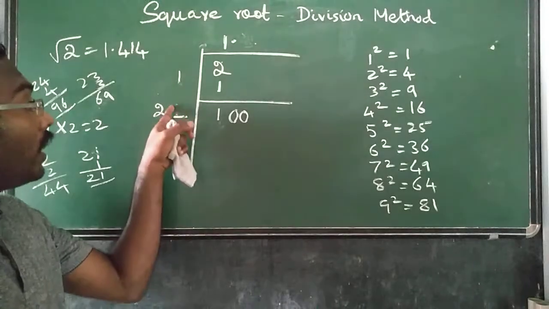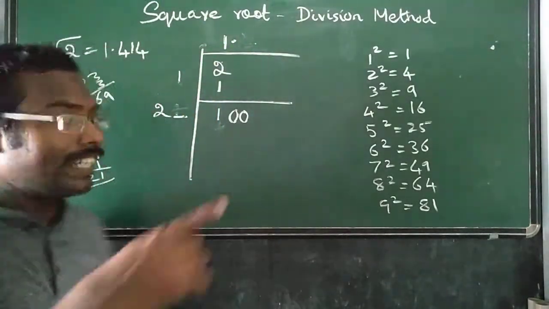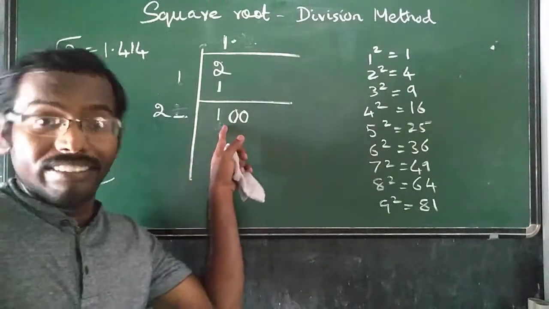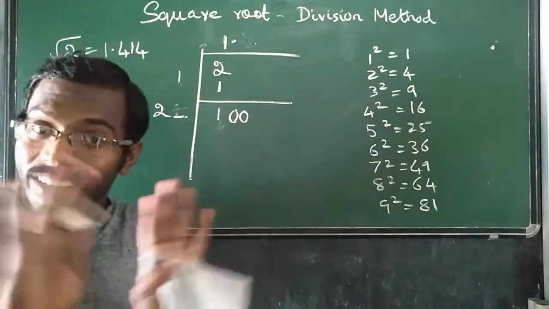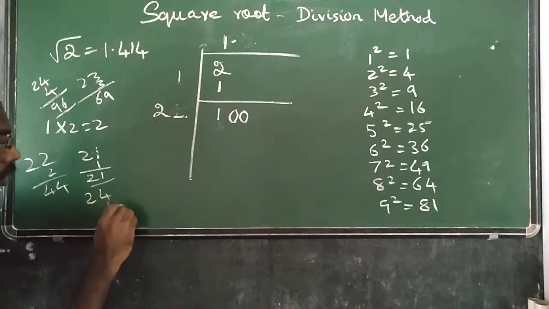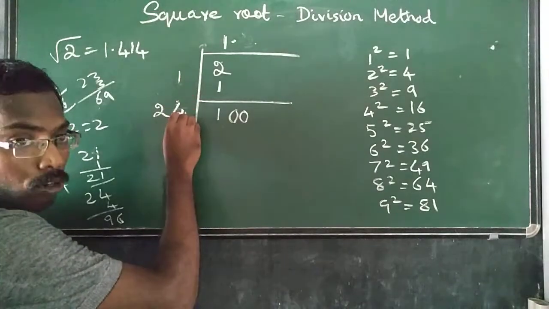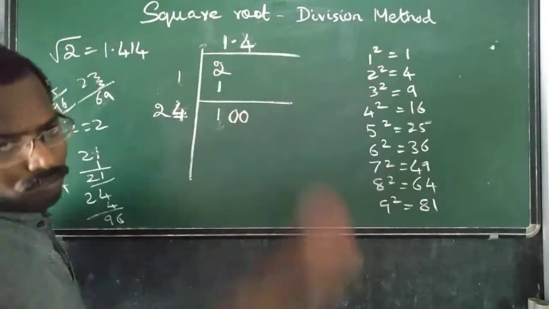25 5s, if you multiply, you get the answer 125. But see here, 125 is greater than 100. Therefore, 25 is not possible. So you will write 24 into 4, that is 96. So if you write 4 here, there also you have to write 4.